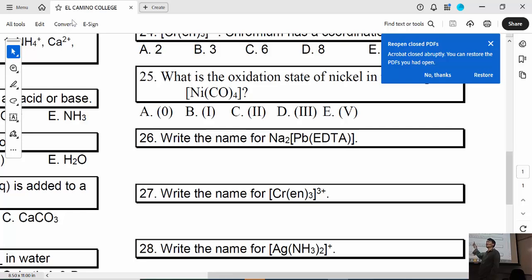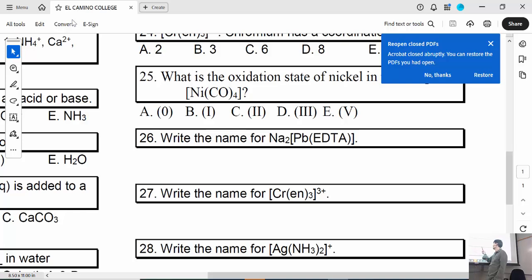But properly, we have to spell the whole thing out. Ethylene diamine tetraacetato, lead or plumbate? It's negative. This is an anion, therefore it's got to be plumbate. And the charge on lead? 2, plus 2, so it'd be Roman numeral 2. Because EDTA is -4, and so this whole thing must be -2.